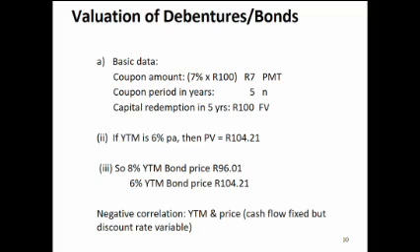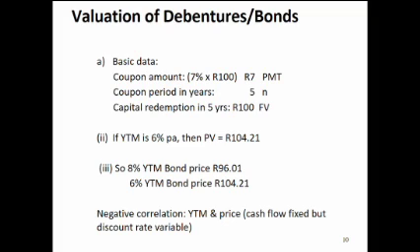And our coupon period again is going to be 5 years, and the capital redemption in 5 years is going to be 100 Rand. If the yield to maturity is 6% and you enter all of these inputs into your financial calculator, you'll see that the present value of this bond when the yield to maturity is 6% is going to be 104 Rand and 21 cents.